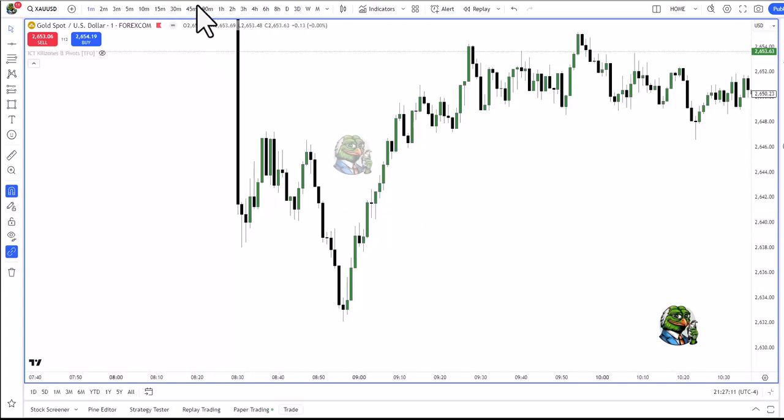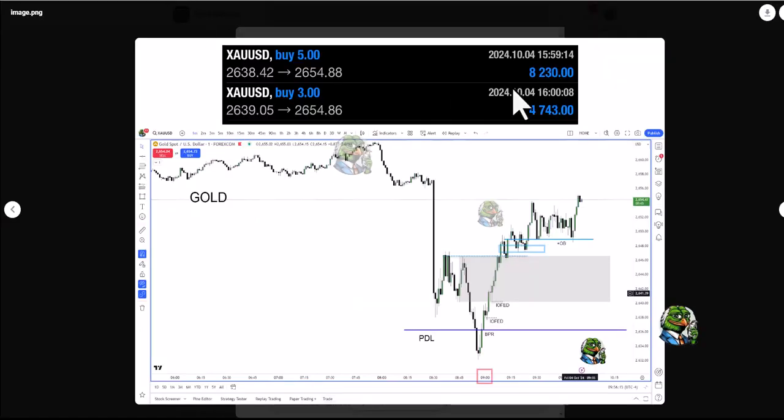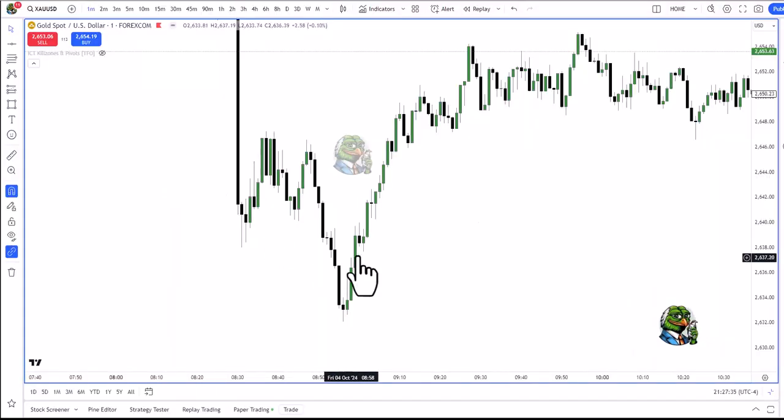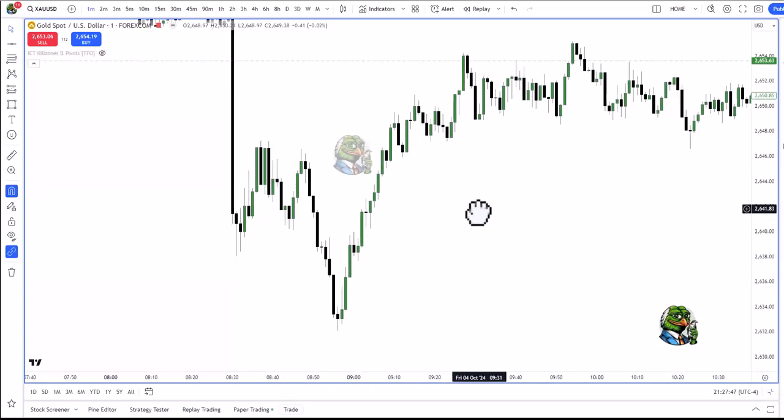Okay, so if we go back and look at my second entry, it's right at 9 a.m., where I've added to my position, right? That there is 9 a.m. And I bought a 3 lot at 2639, okay? And that's from that IOFED, right? That's the IOFED right here. The first one you can see is that as it's dropping down, I'm buying into there, okay? So that's my 9 a.m. entry. That's my complete position size. I don't add any more after that.